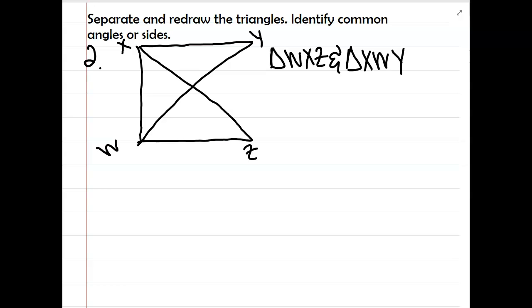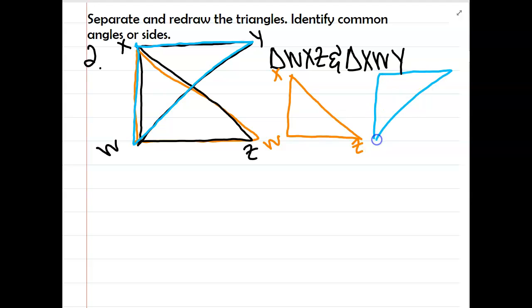So this is where I think the colors really help you. You can really identify the correct triangles. So W, X, Z. Go from W to X to Z. That would be that triangle there. So if we redraw that, and make sure we label it W, X, Z. And then we want to do triangle X, W, Y, which would be that triangle there. So we draw that. X, W, Y.